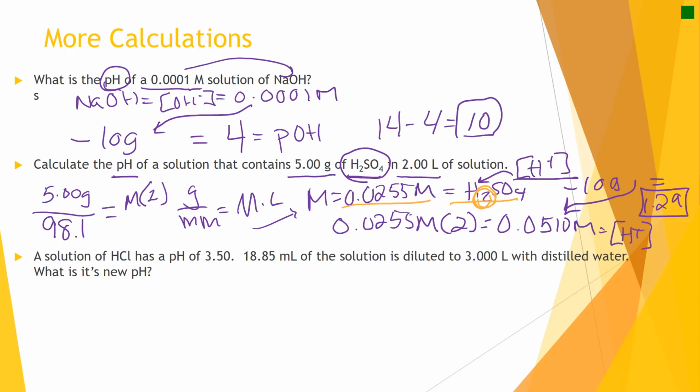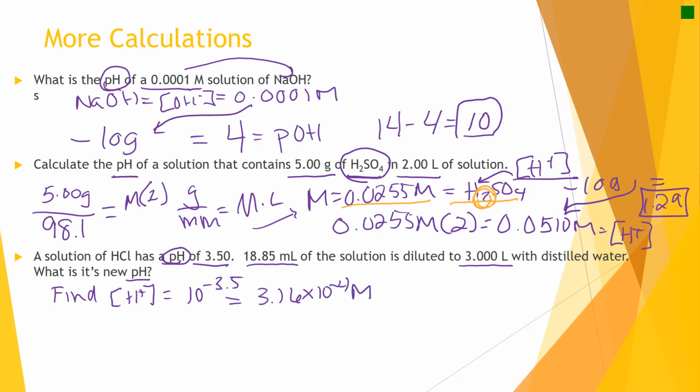Okay, a solution of HCl has a pH of 3.5. From there I can directly find my H+, which is nice. And 18.85 milliliters of this solution is diluted to 3 liters with distilled water. What is my new pH? Okay, we have a solution and we are diluting it. From this pH, I can calculate my original H+. So my first job is to find my original H+. How am I going to do that? I'm going to take 10 to the negative 3.5, which is 10 to the negative pH, and I get 3.16 times 10 to the negative 4th molar. So that's my original molarity.